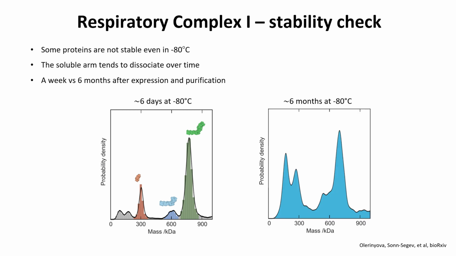And you can see here really clearly that the full complex, which is here, its abundance decreases quite substantially, while the amounts of soluble arm, or the partial subcomplex, increase. And you can again quantify it. You can make sure that your protein is exactly in the condition that you want, or at least you have a check of your starting point when you start your experiment.